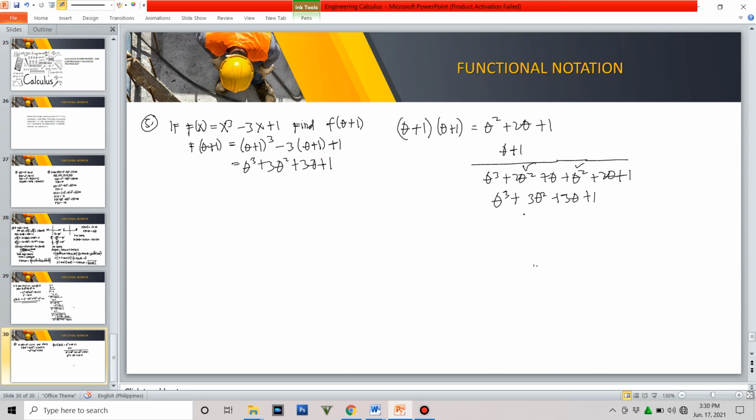Alright, so substitute. We have theta cubed plus 3 theta squared plus 3 theta plus 1. Okay, so ito na yun. This 1. Then minus 3 times theta plus 1 plus 1. So simplify. You just copy that. 3 theta squared plus 3 theta plus 1 minus 3 theta minus 3 plus 1. So we combine terms here. So anyway, yung theta cube wala namang pare. So it will remain to be that value.